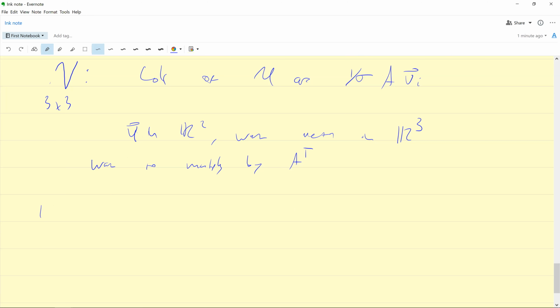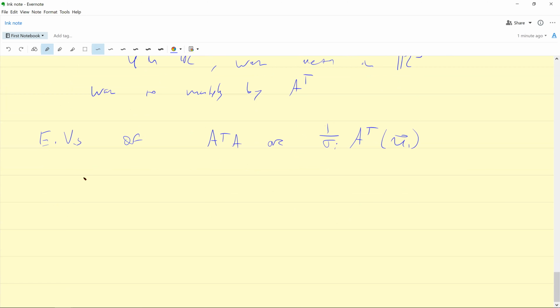So the eigenvectors of A transpose A are 1/sigma_i times A transpose times each of our u_i. So then what does A transpose look like?